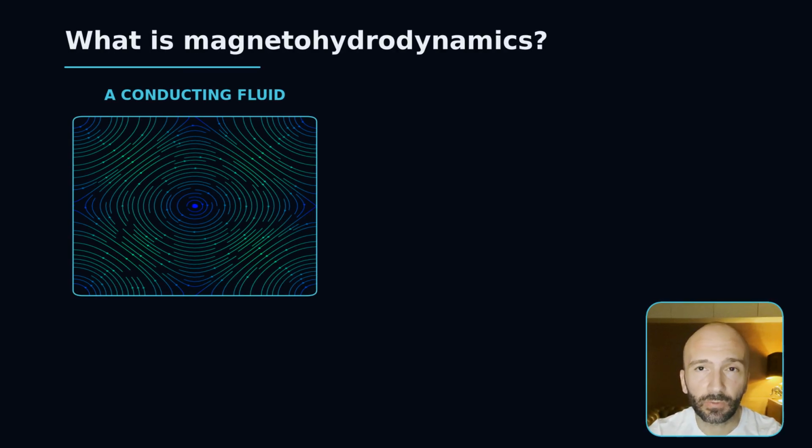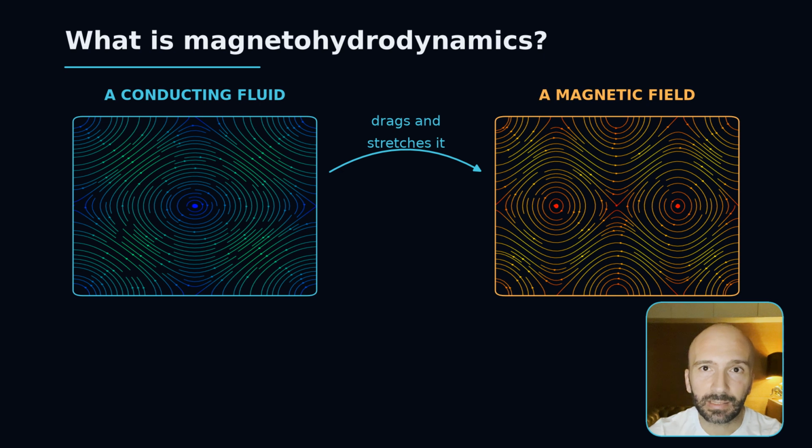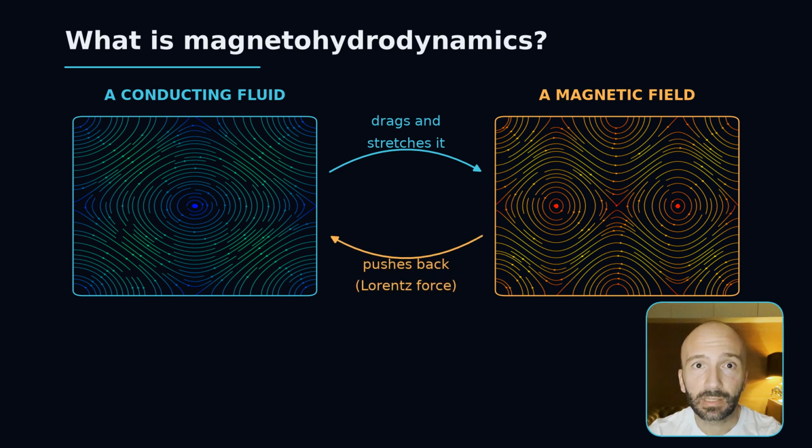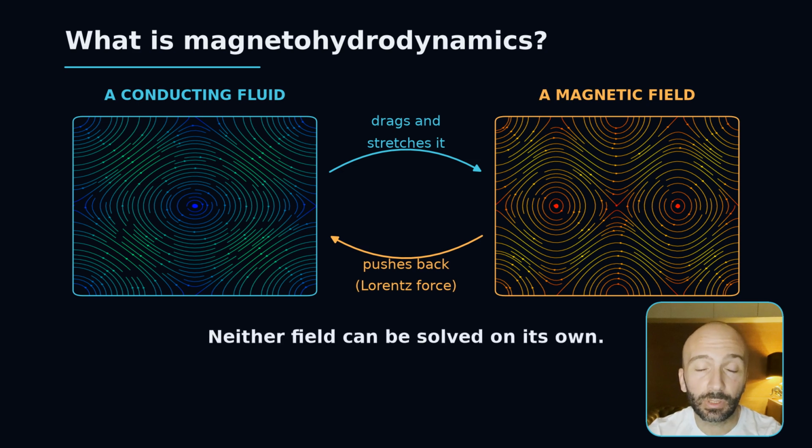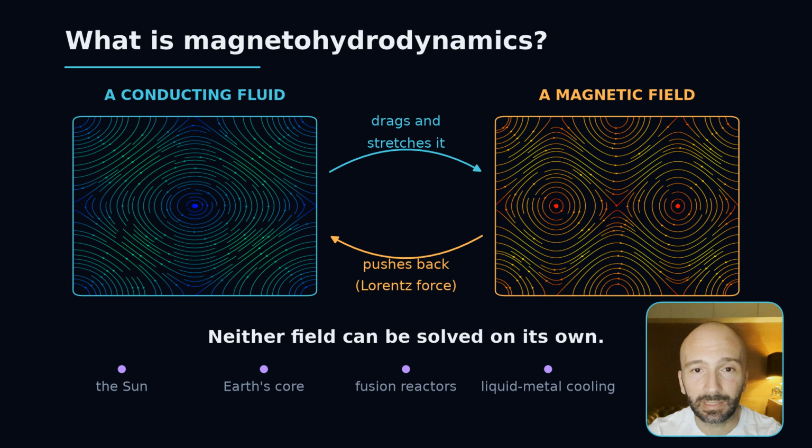Magnetohydrodynamics is the physics of fluids that conduct electricity. Move the fluid and it drags the magnetic field along with it, stretching and folding it. But the field pushes back through the Lorentz force, so neither one can be solved on its own. They are locked together. That's the Sun, the Earth's core, fusion reactors, liquid metal cooling.